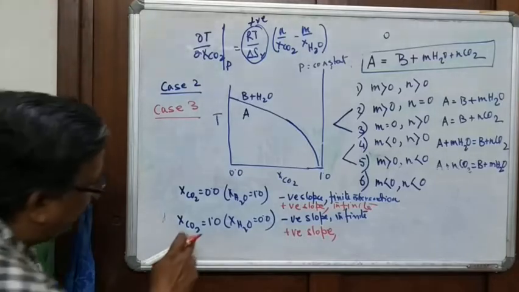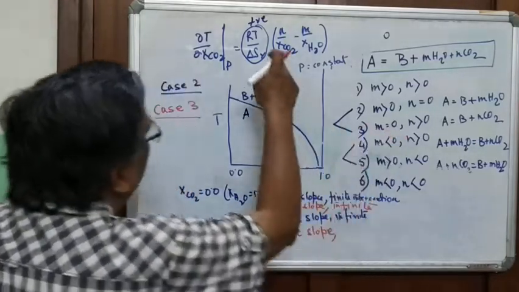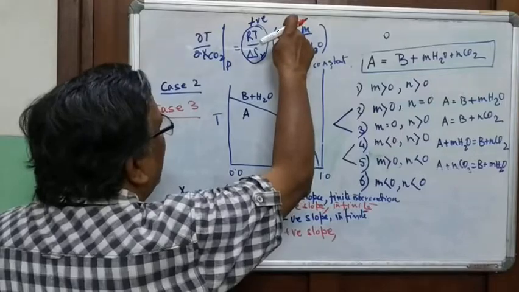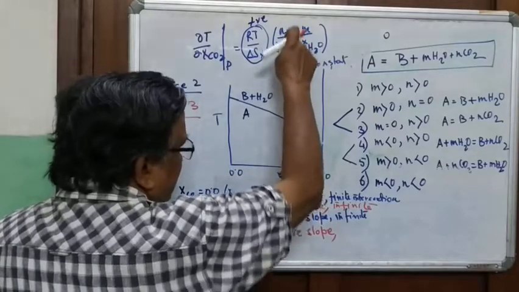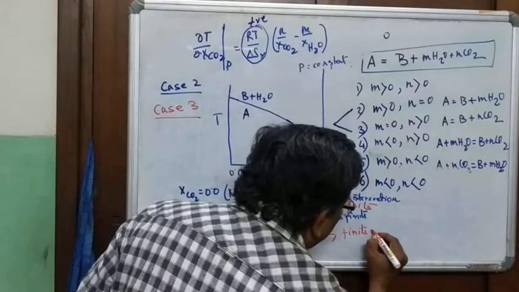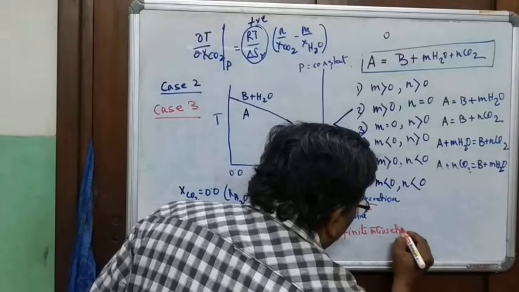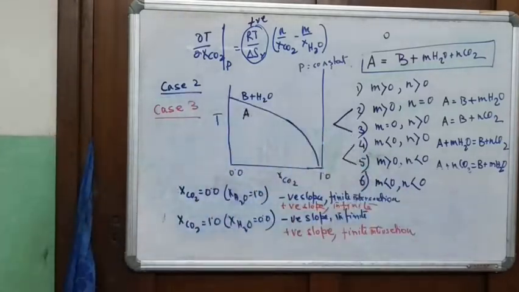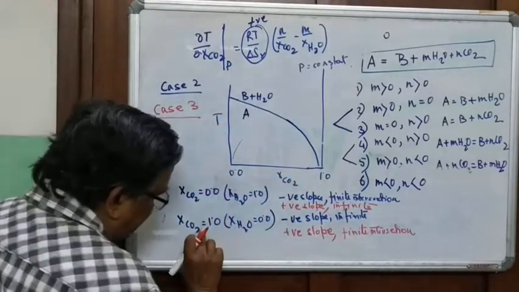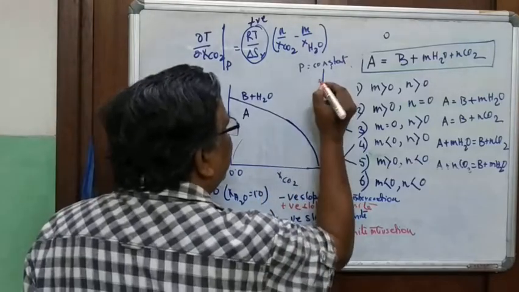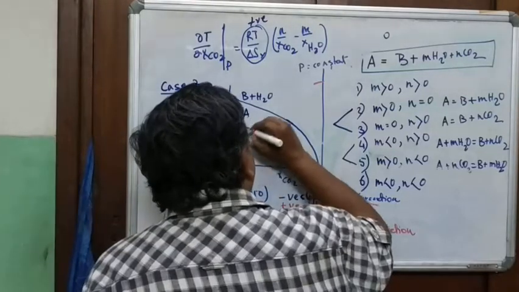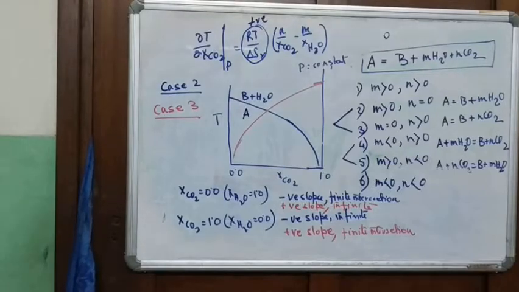But now you see, if the n is greater than 0, then this will be a finite intersection. So you will have a finite intersection. If you do that, then for xCO2 0, it will have a positive slope, and at xCO2 equal to 1.0, it will have a finite slope, but positive. So if you join this, then you will have a situation where it's like this.